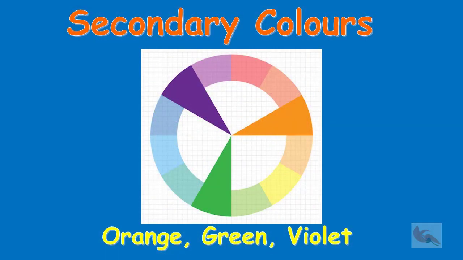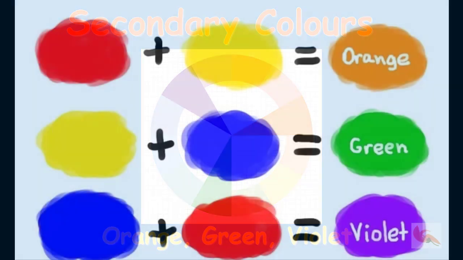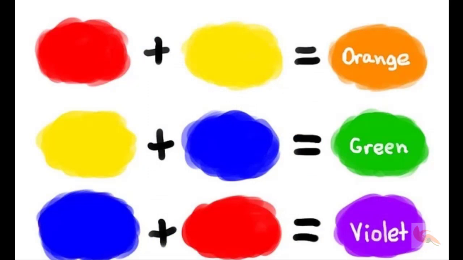Secondary colors are the colors you get by mixing primary colors in 50-50 ratio. When you mix red and yellow, you get orange. When you mix yellow and blue, you get green. And when you mix blue with red, you get violet. These are the secondary colors.